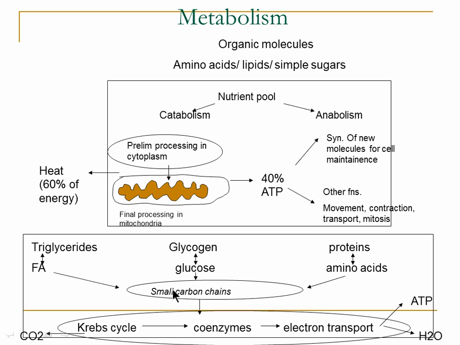Now here you'll see that all of these fatty acids, glucose, glycogen, which is broken down to glucose, and amino acids, they go through a series of processes. They go through glycolysis first, then they go into the Krebs cycle, and from there they go into something known as the electron transport chain. And it's this electron transport chain which is the final place where maximum ATP is produced, okay? So this is more biochemical.